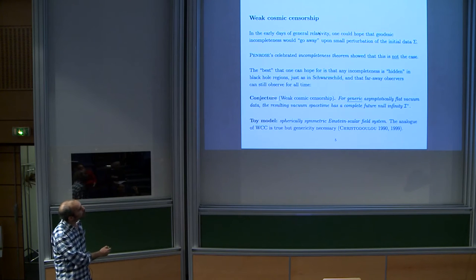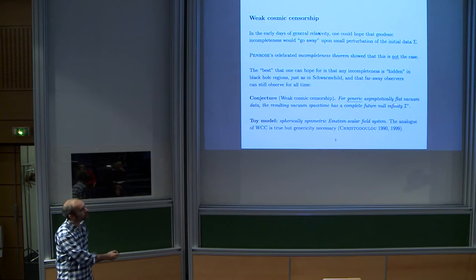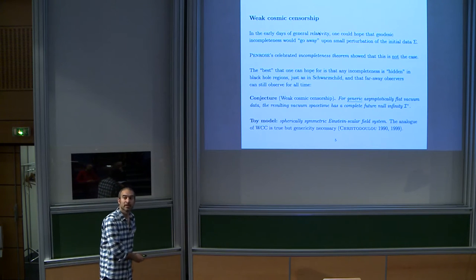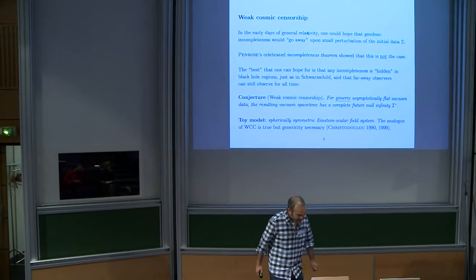Well, actually, our only understanding of this conjecture comes from a toy model studied back in the 90s by Dimitris Christodoulou, namely the spherically symmetric Einstein scalar field system. And he proved the analog of this conjecture restricted to spherical symmetry, but he also at the same time gave examples of spacetimes for which future null infinity is not complete. Okay? So such spacetimes are said to possess a naked singularity. So he proved that they were non-generic, but he also proved that they exist. Okay. So this is something to keep in mind.